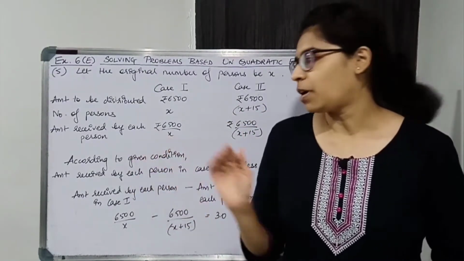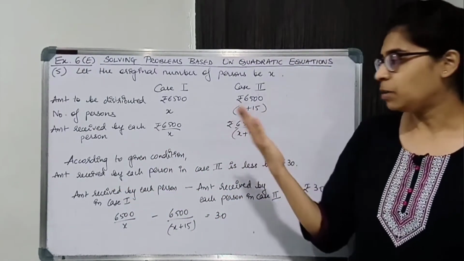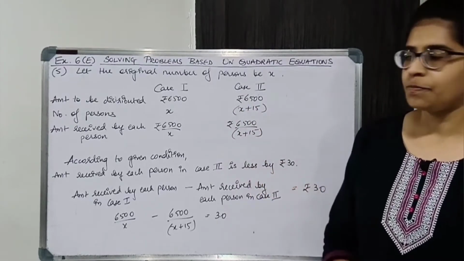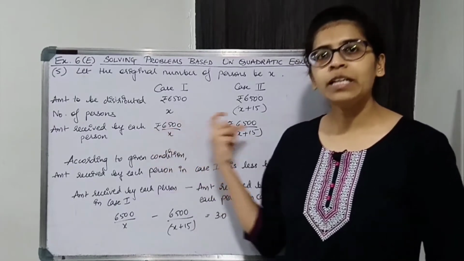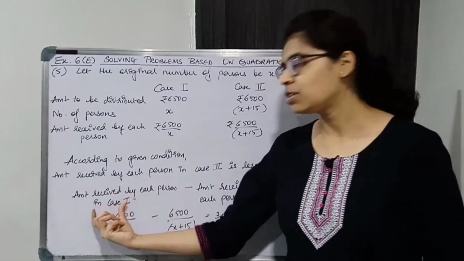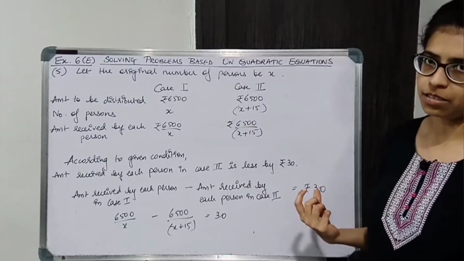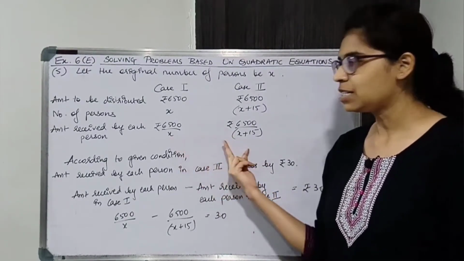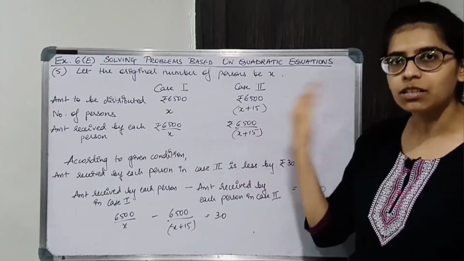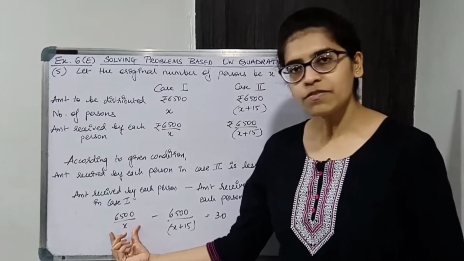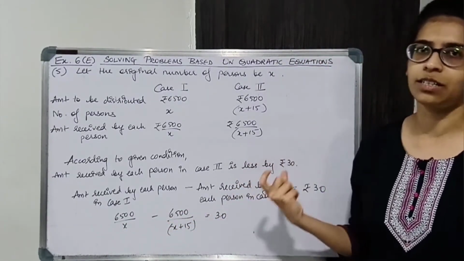Now the condition part. We are told that amount received by each person in this case, where there are more people, is less by rupees 30. So here it is less, here it is more. So more minus less you will take. So amount received by each person in case 1 minus amount received by each person in case 2 is equal to rupees 30. So difference in both the cases is rupees 30. Okay, here and here, the difference of both is 30. So 6500 upon x minus 6500 upon x plus 15 is equal to 30.